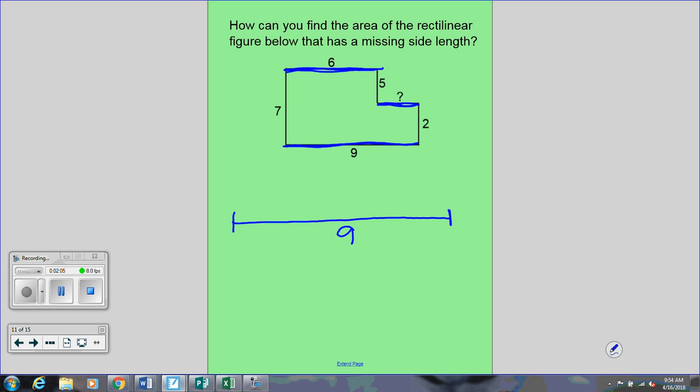Then I'll pull my other parallel lines down. I'll pull my 6. I want my lines to be equal. Don't make these lines random. And then my question mark. Very good. And then we treat this like a part whole situation. My whole is the 9. My parts are the 6 and the question mark. What does my question mark have to be to make this true?